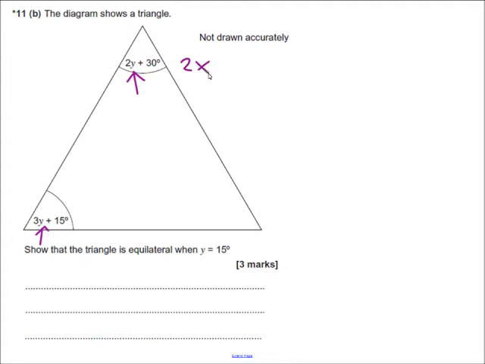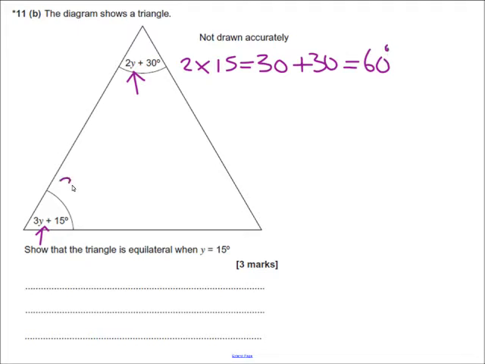So 2 times, now substituting y for 15, gives us 30 degrees. Plus the 30 degrees on the second half of our expression gives us 60 degrees for the angle at the top.